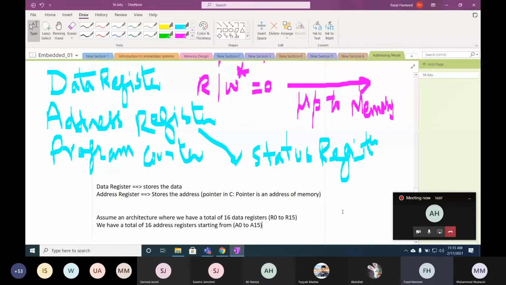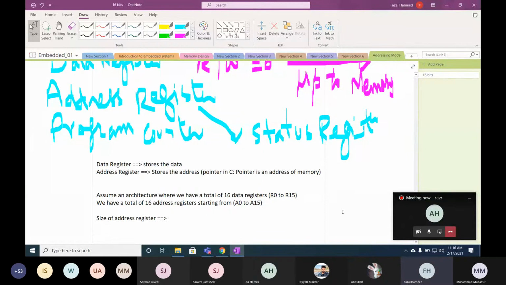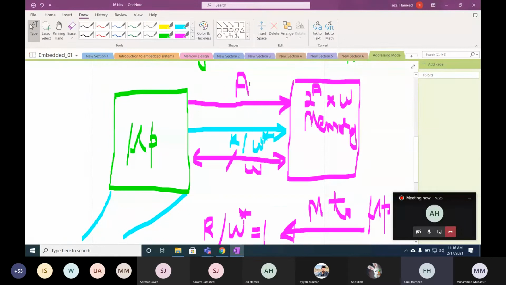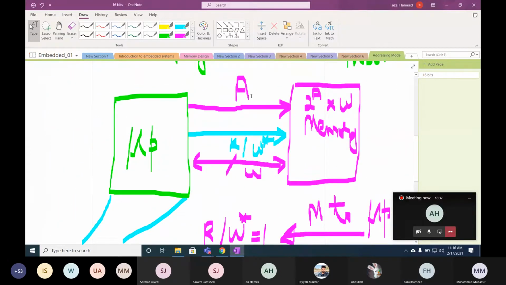Okay, now we have a total of 16. What should be the size of the address register, and what should be the size of the data register? Look at the figure above. Can you see the figure? There are 16 registers. What is the size of each register?